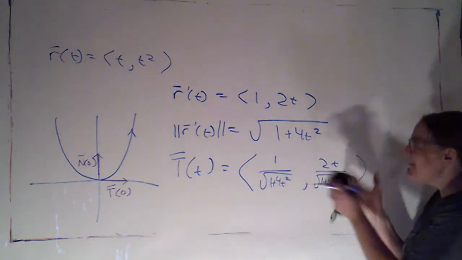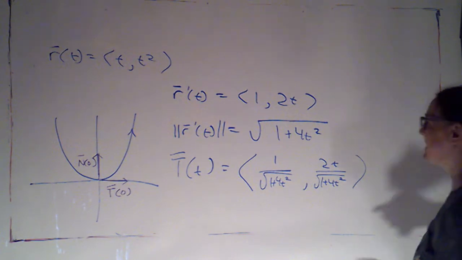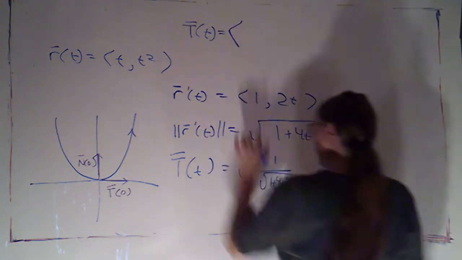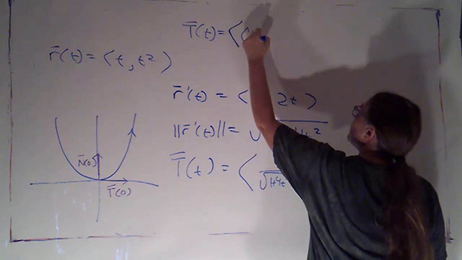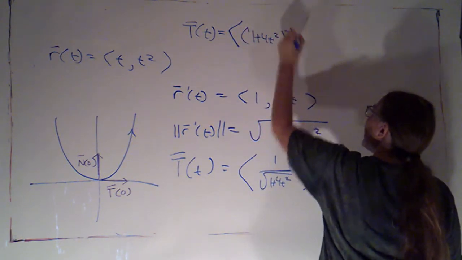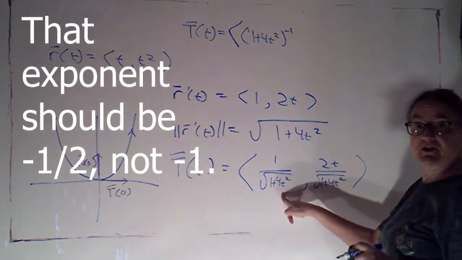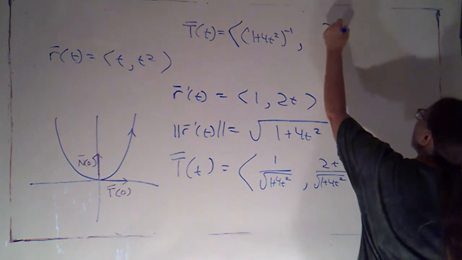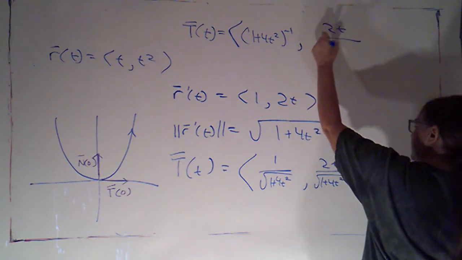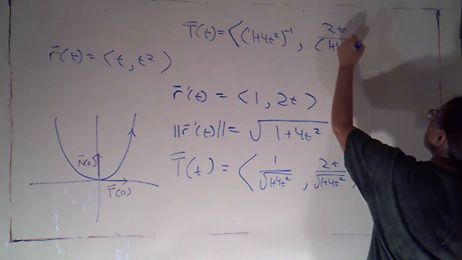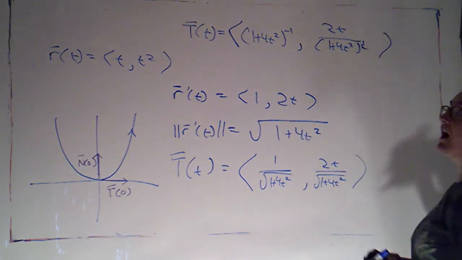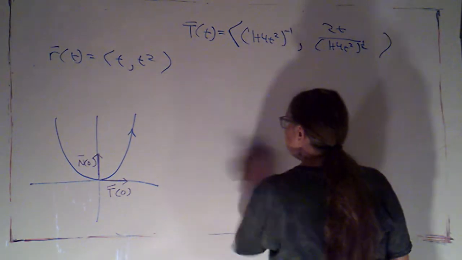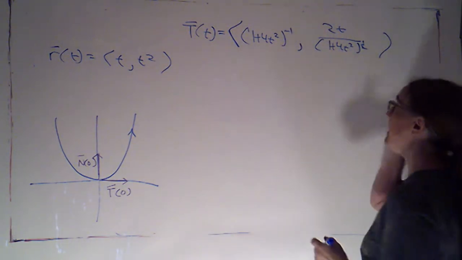So you've got messy component functions. Okay, I'm just going to rewrite T up here, but I think I'm going to rewrite that as just 1 plus 4t squared to the negative 1, so that I can use the chain rule rather than the quotient rule. And then the second component, I'll just use the quotient rule, but I'm going to rewrite this as 1 plus 4t squared to the 1/2 on the bottom. Okay. All right, so there is my T of t.